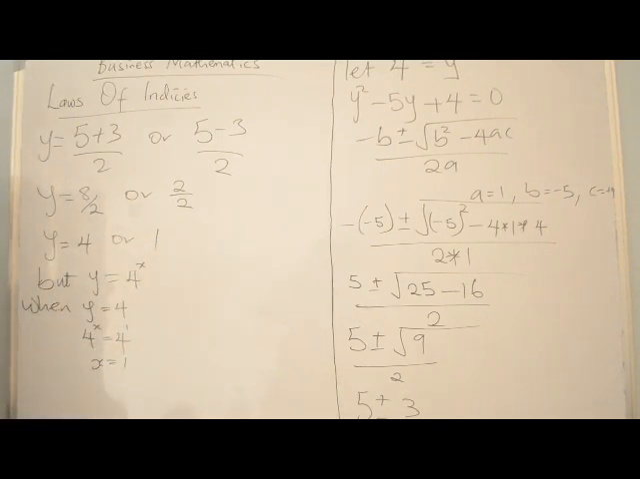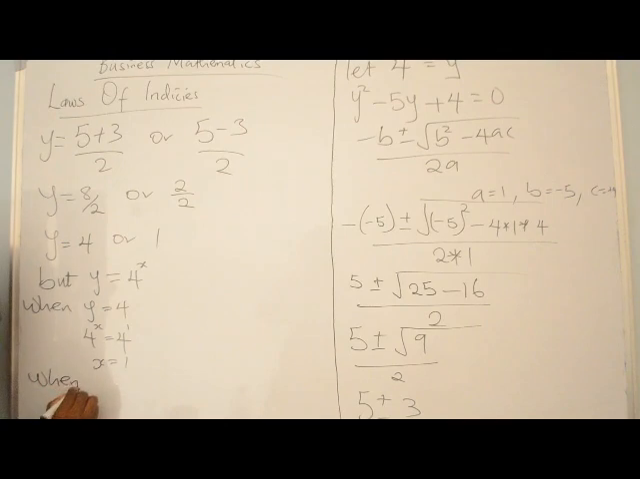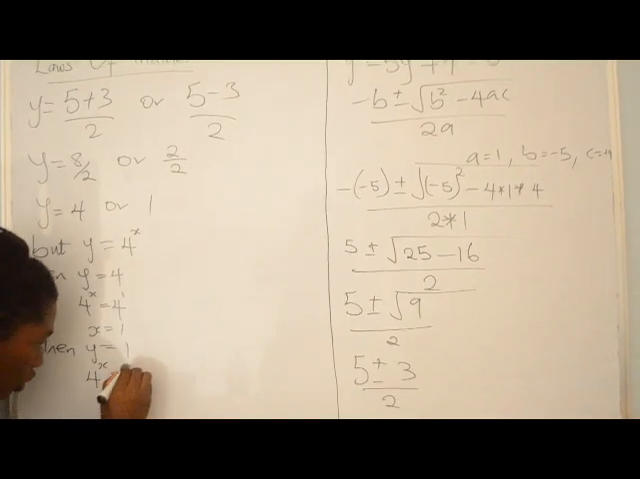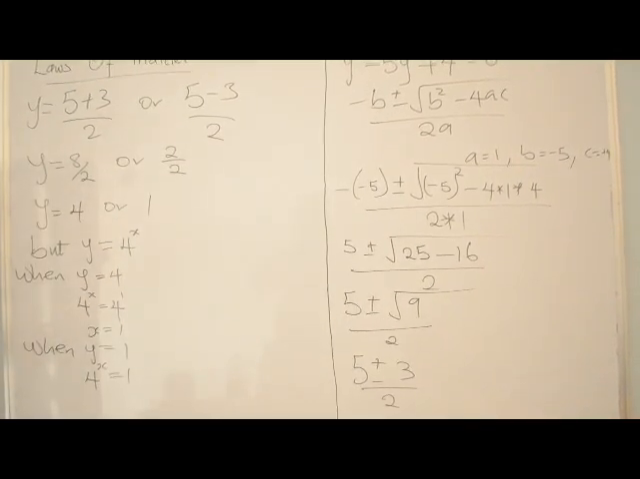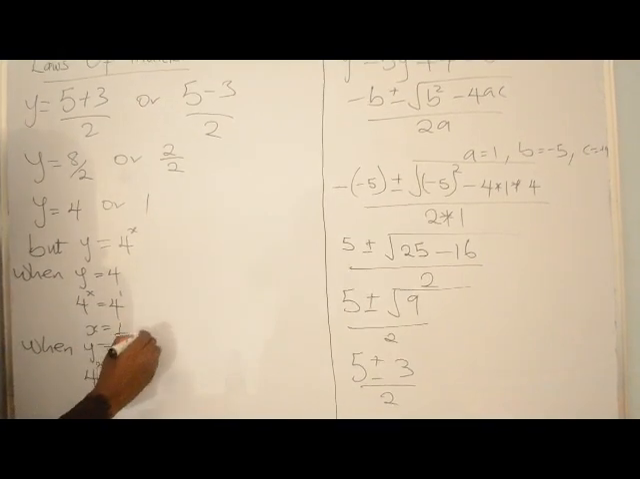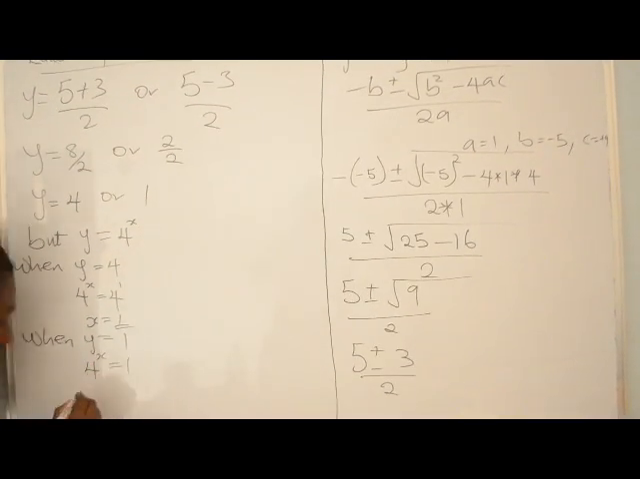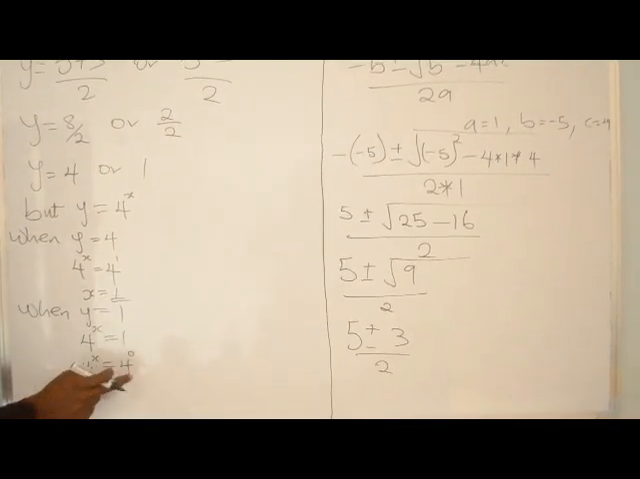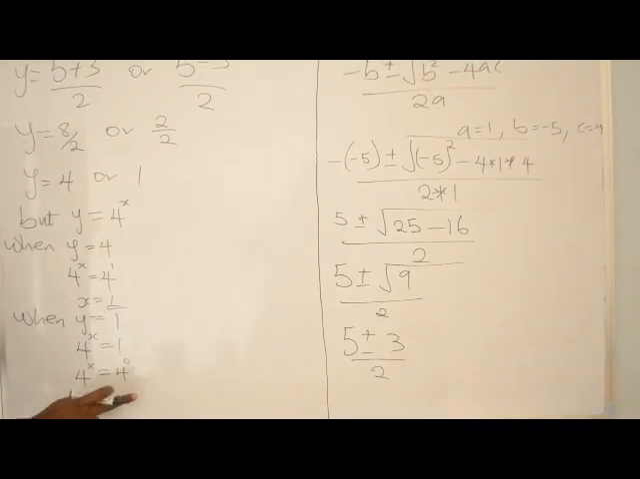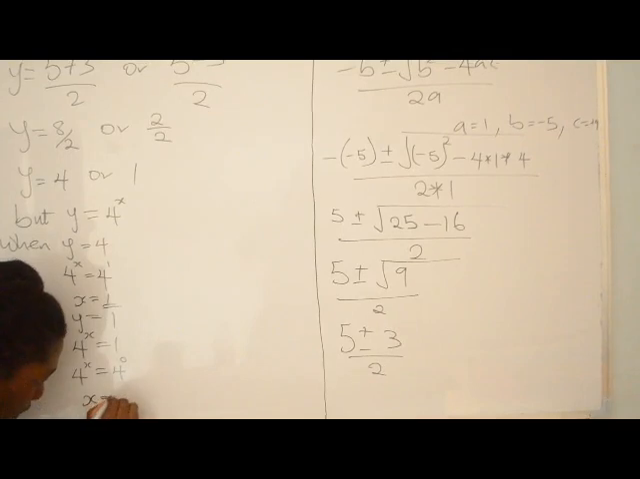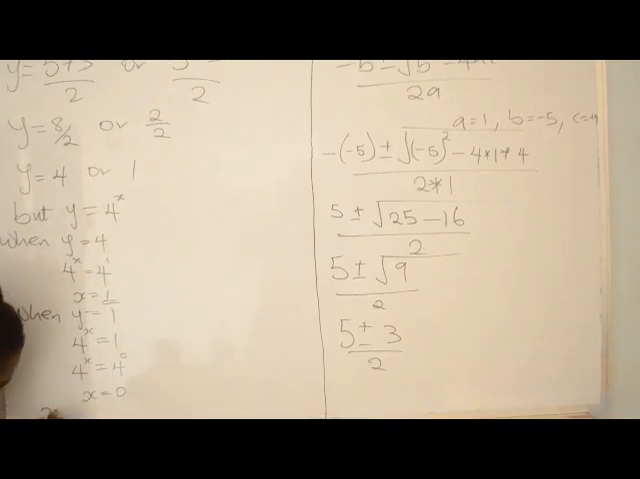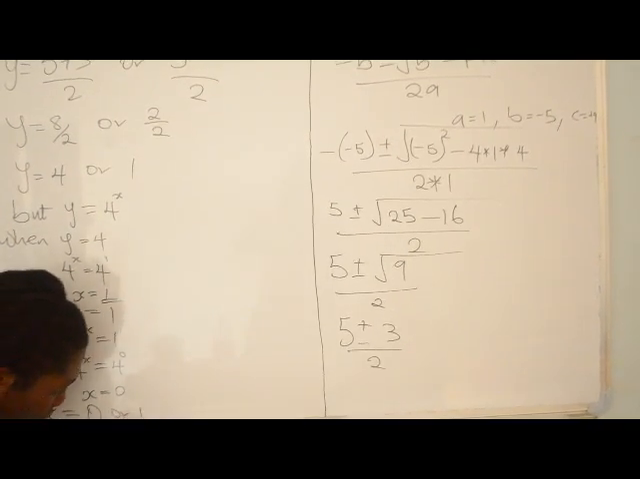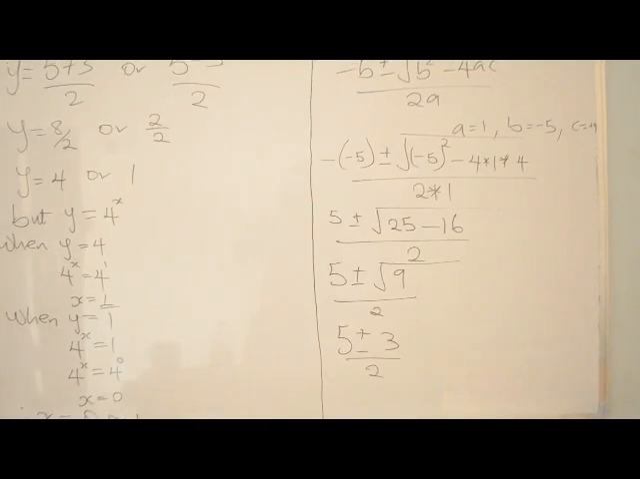Now for the second option, when our y is equal to 1, we have that 4 raised to power x is equal to 1. Like I said in our previous video, whatever is raised to power 0 will be equal to 1. So we can say 4 raised to power x is equal to 4 raised to power 0, so that we can have an equal base. And since the bases are the same, we can also equate their power. x is equal to 0. So we can say that our x is equal to 0 or 1. And we are true, like we are asked to find the value of x.